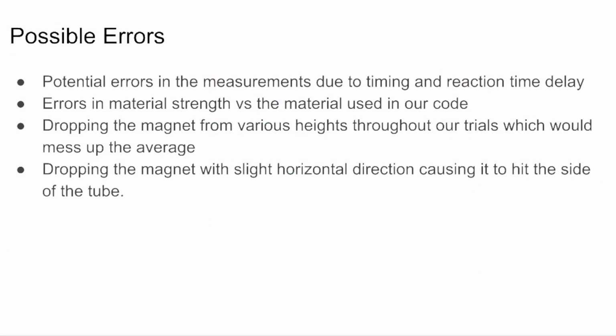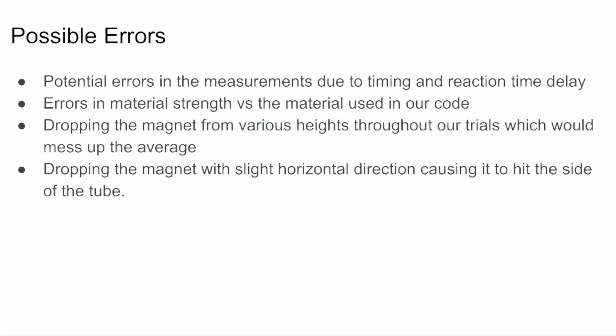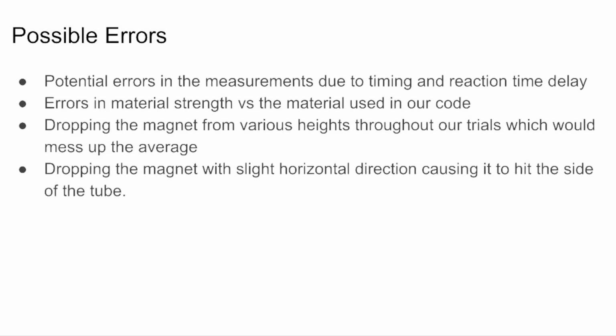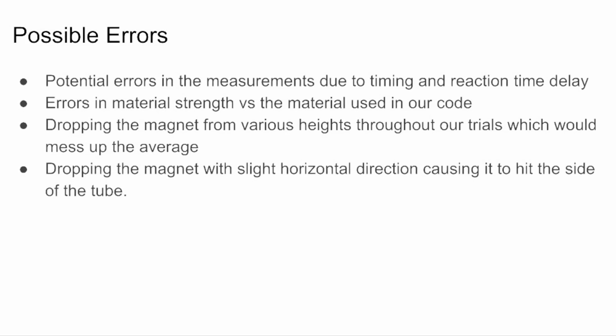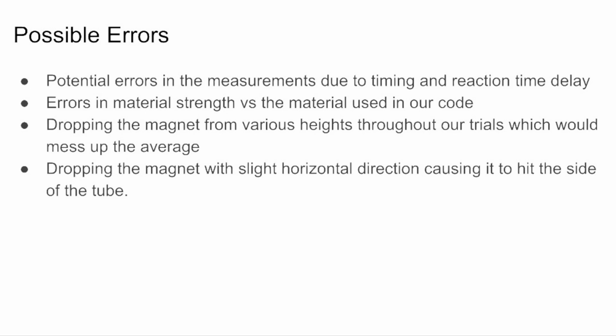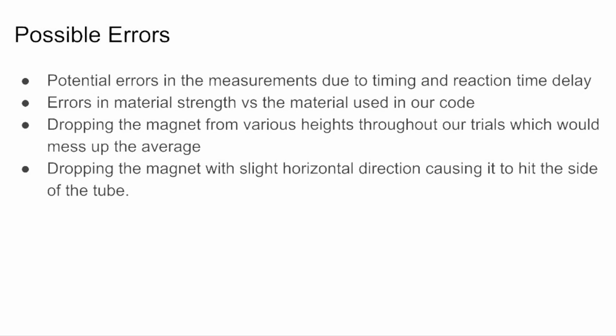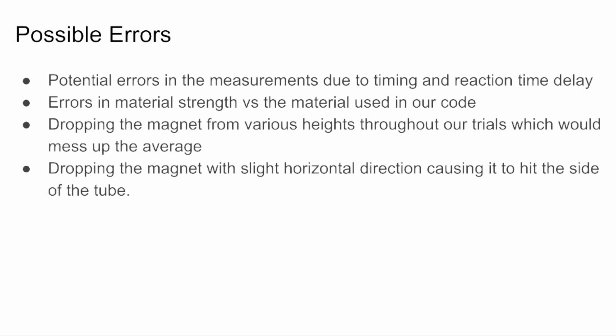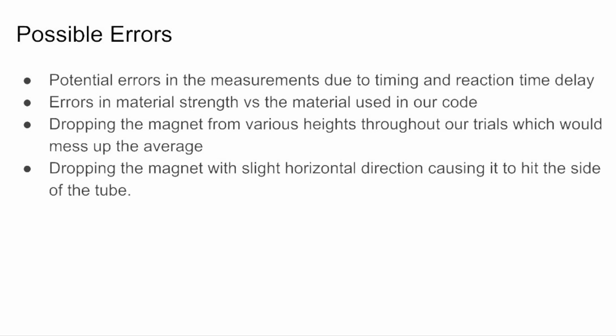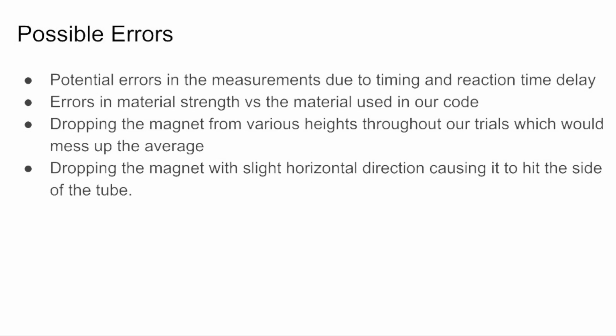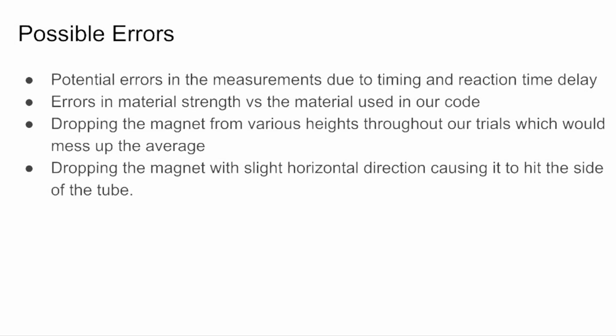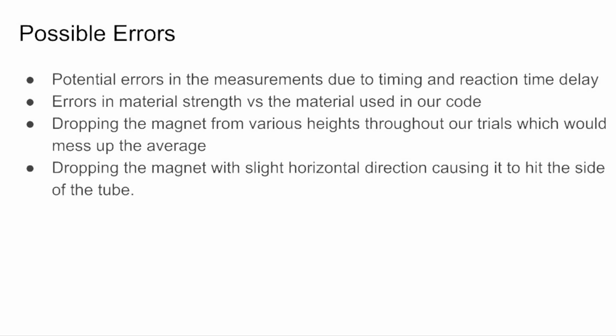Some potential errors in the measurement are due to the timing and reaction time delay of measuring the magnet falling through air and falling through the tube. Also, the tube is opaque. We cannot see when the magnet will fall out, so the reaction time of seeing the magnet hit the ground and stopping the timer is slower going through the tube than in free fall, where you can track the magnet with your eyes the entire time.